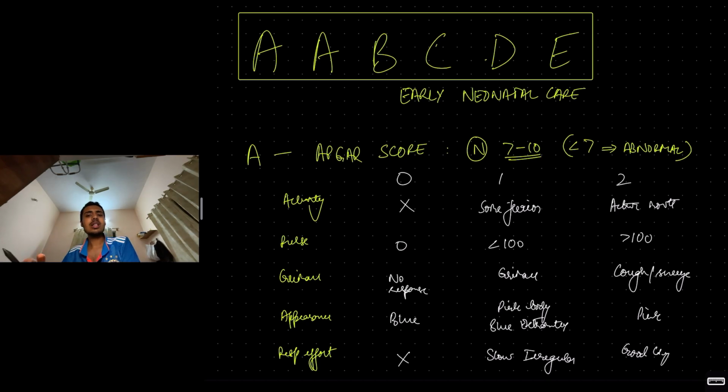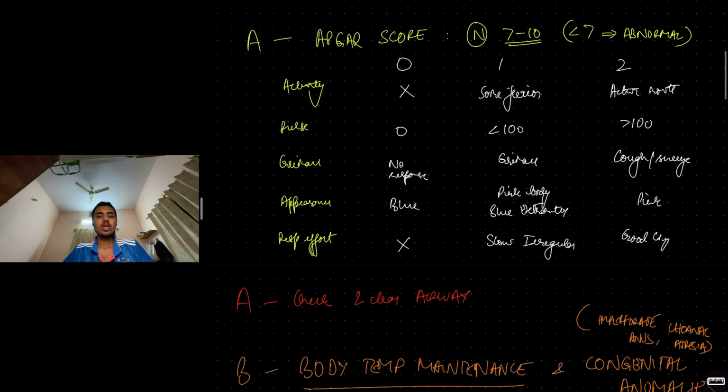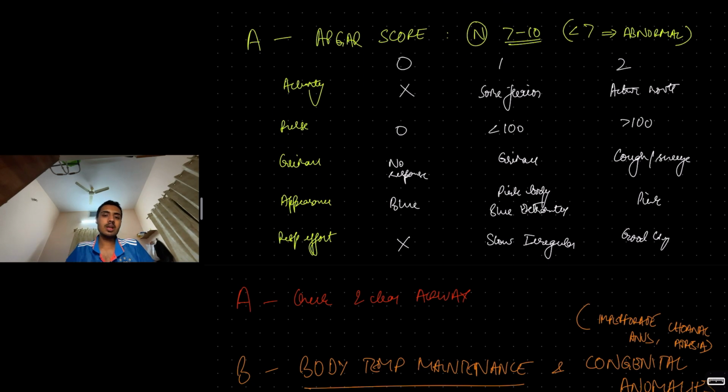So basically, let's start with early neonatal care. You have A, B, C, D, E. What is A? A is first Apgar score. So you will do the Apgar score. What is Apgar score? Activity, pulse, grimace, appearance, and respiratory effort. You will score 0, 1, 2 for each one and add the scores you get. The normal score is 7 or more. Less than 7 is an abnormal Apgar score.